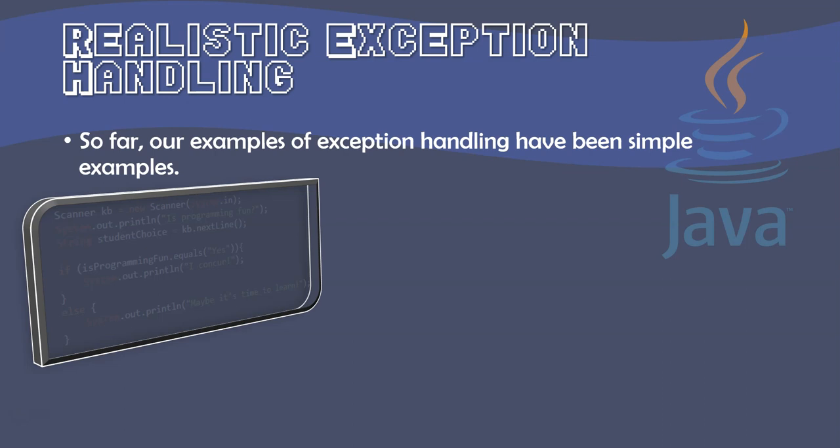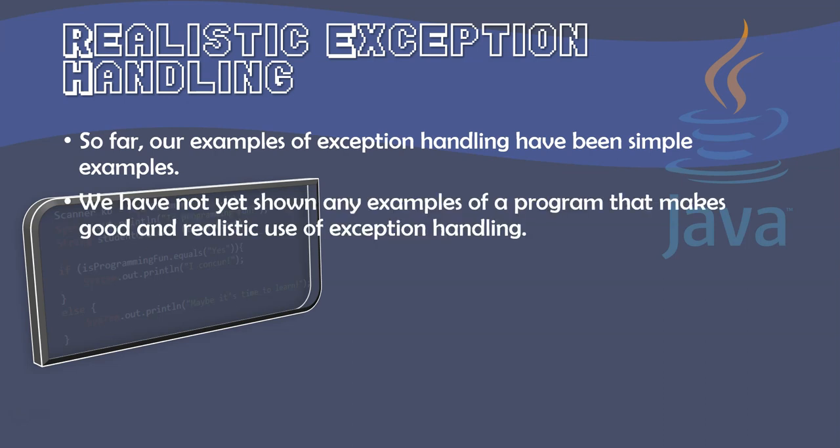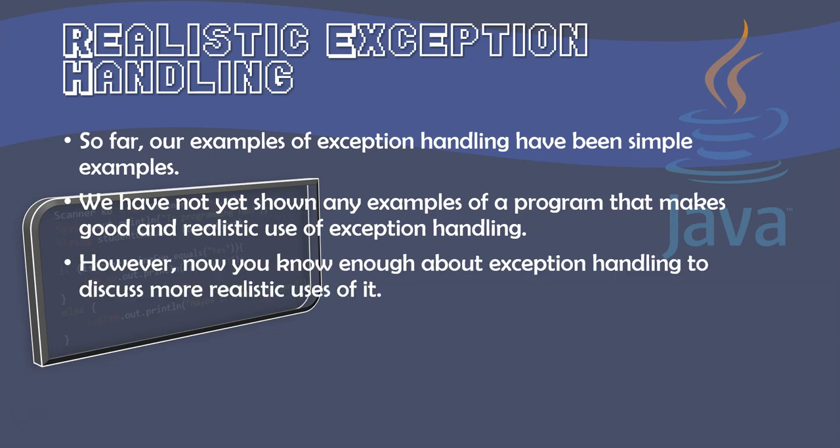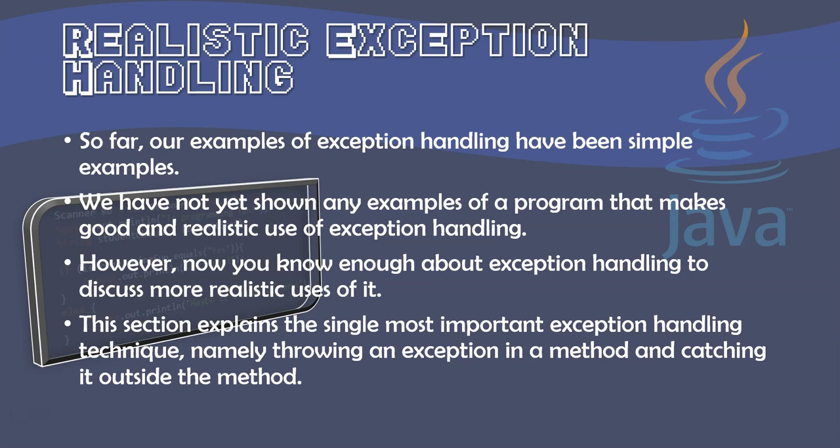Up to this point, all of our examples of exception handling have been fairly simple or straightforward. We have not yet looked at any examples of a program that makes good or realistic uses of exception handling. However, now that we have had that baseline about what exception handling is and how to handle it, we can start moving to more realistic uses or applications of it. This lesson is going to look at the single most important exception handling technique, which is throwing an exception within a method and then catching it outside of the method.